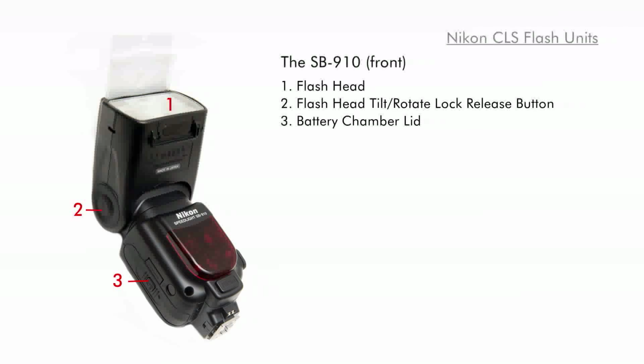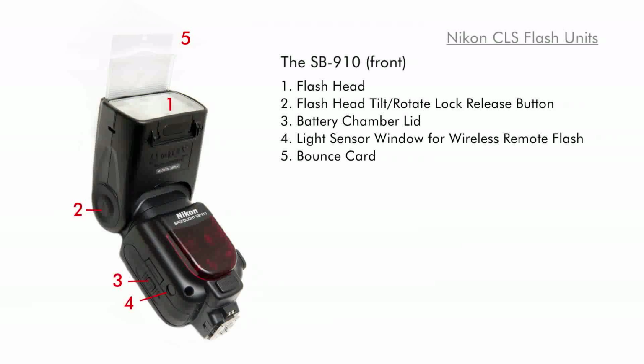This is the lid of the battery chamber. The SB910 holds 4 AA batteries. This is the sensor that receives signals from the master flash when the SB910 is working as a remote. This small plastic card pulls out with a wide flash adapter. It's used to provide a bit of bounce-back fill light when the flash head is pointed directly upward to bounce the flash off the ceiling. This pull-out diffuser spreads the light from the flash to fully illuminate the angle covered by a 14mm lens. The zoom on the flash is automatically set to 14mm when the adapter is in use.